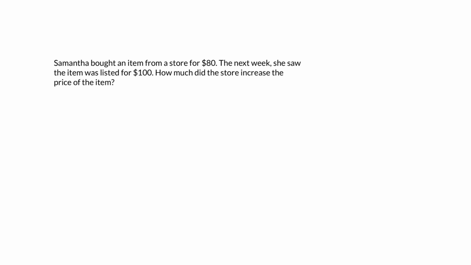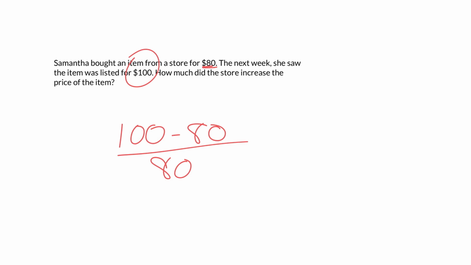So in this case, the final price here was $100. So remember, that's our ending number. That's going to go first. And then the original price was 80. So we subtract that and then divide by 80 because that's our reference number.